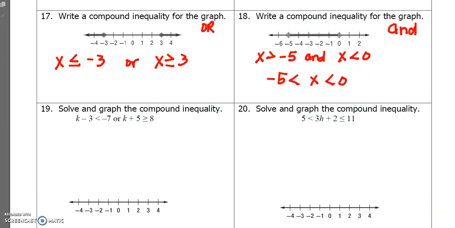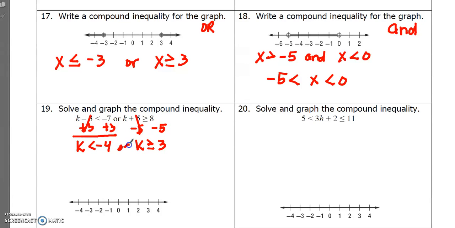On number 19, it says solve and graph the compound inequality. So this time I have to solve them. My variables are not isolated. So let's add 3 to both sides on this first one. And that leaves me k less than negative 7 plus 3, which is negative 4. And if I do the same thing over here, I'm going to be subtracting 5 from both sides of my inequality sign. That will leave me k greater than or equal to 8 minus 5, which is a positive 3.